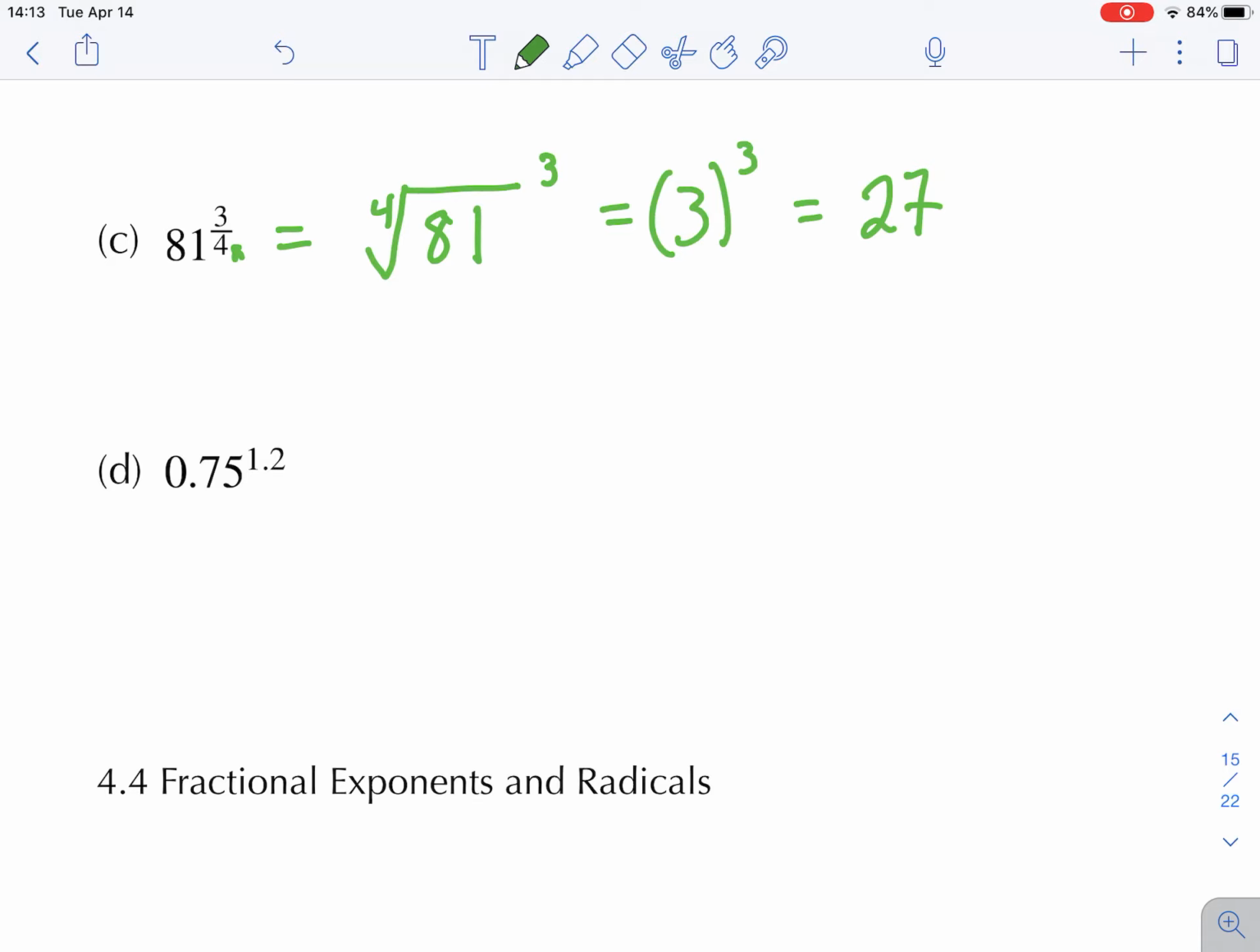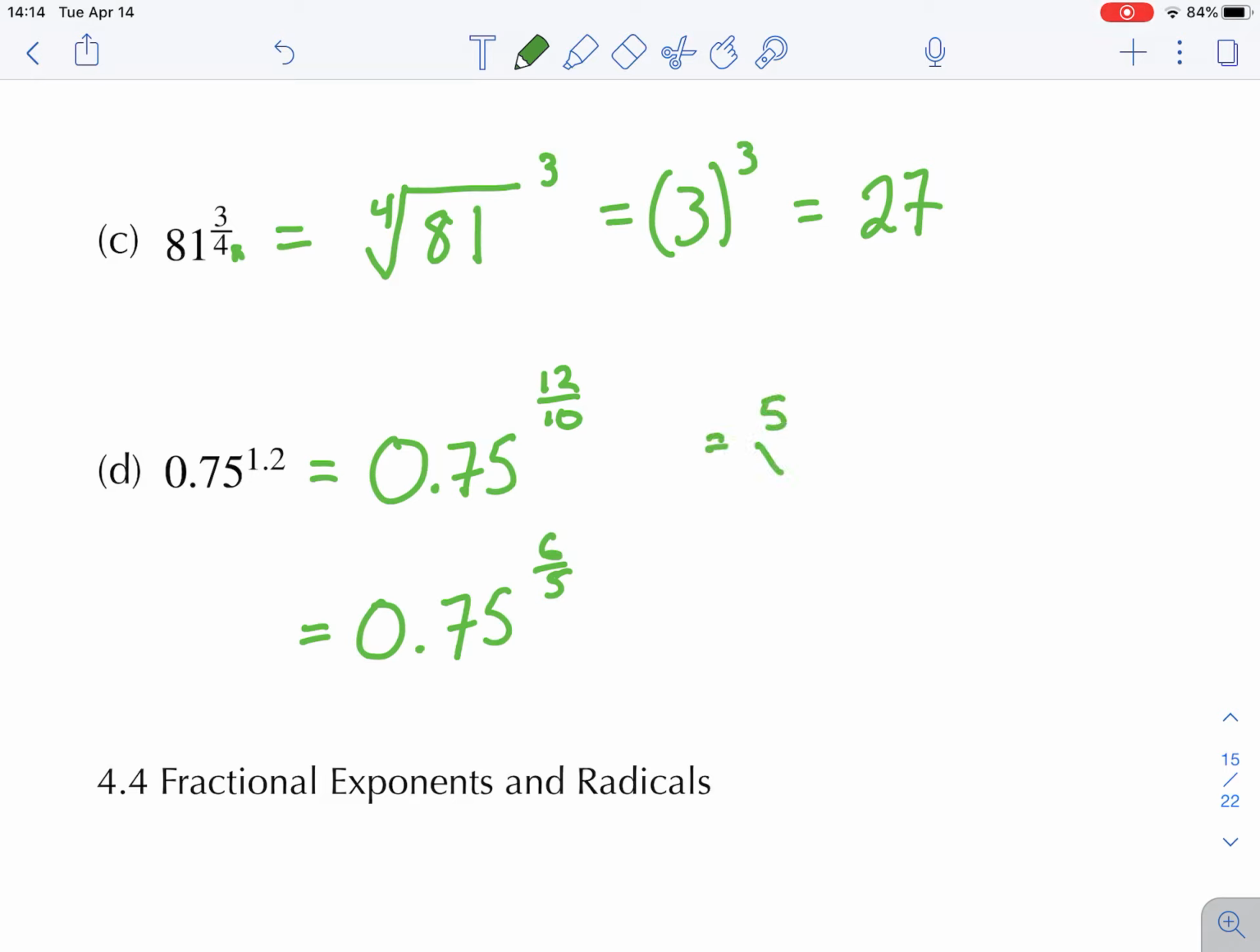All right, our next one, 0.75 to the power of 1.2. Well, this one's not a fraction, is it? Let's turn it into a fraction. So it is equal to 0.75 to the power of 12 divided by 10. Okay. Which is equal to 0.75 to the power of 6 over 5. Good so far.